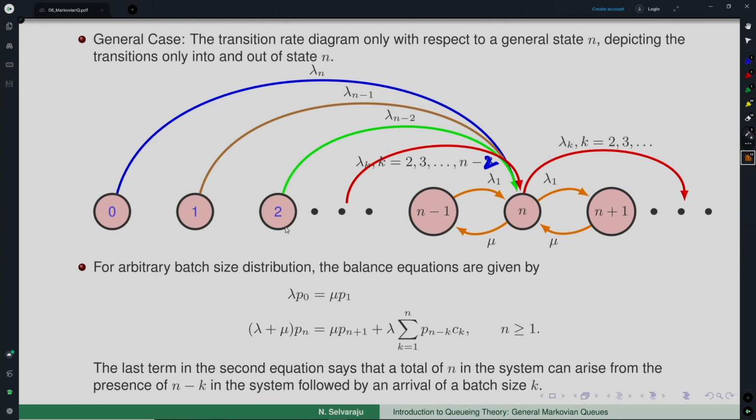So now you look at here what happens. We are looking at the state n, some generic state n. How can the process get into this general state n? One way is by a service completion. So it was in n plus 1, one customer gets served and then the process moves to state n, and that is with rate mu. That is one. This is the term that we write here: mu times p n plus 1, corresponding to the service completion of one customer.